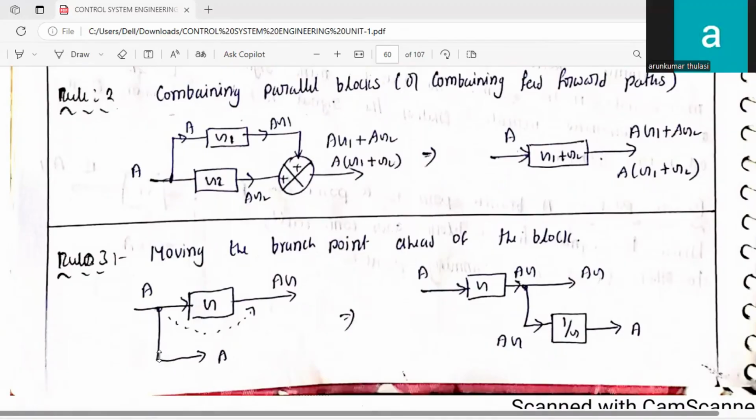Whatever signal is coming here, the same output you will get here. So this is multiplied with one. Where the branch point is moved ahead of the block, in this path we have the gain 1 by G. So this is the diagram after moving this branch point from here to here. We get the gain 1 by G. Whatever modification is done, we get the same output here. So here AG, here A, and the same outputs AG and A. We just modified the diagram by moving the branch point from one point to another, that is ahead of the block.